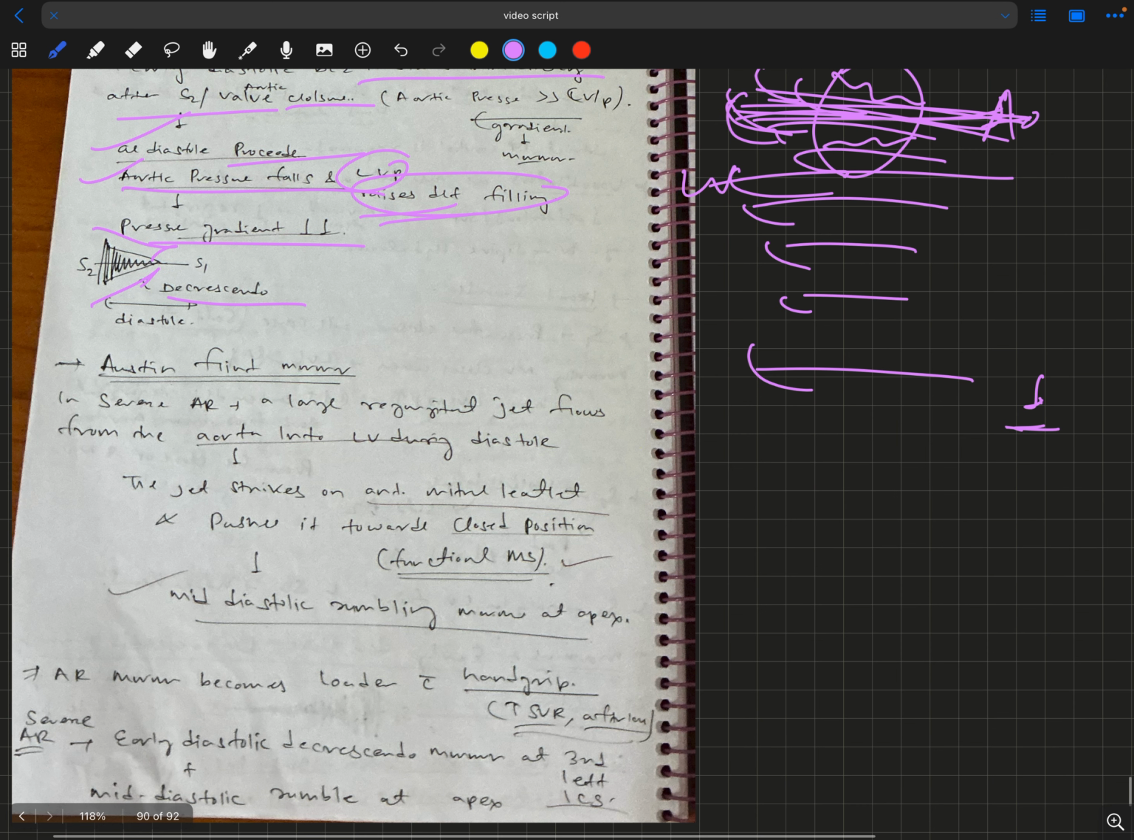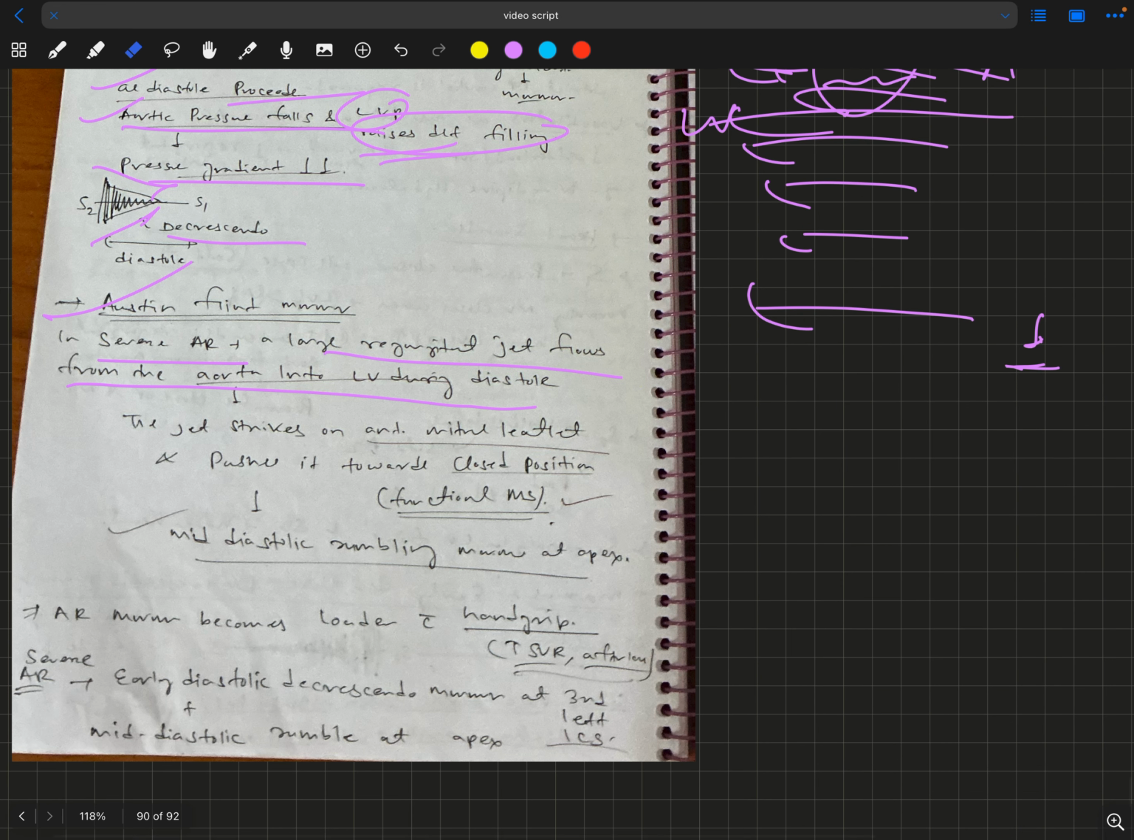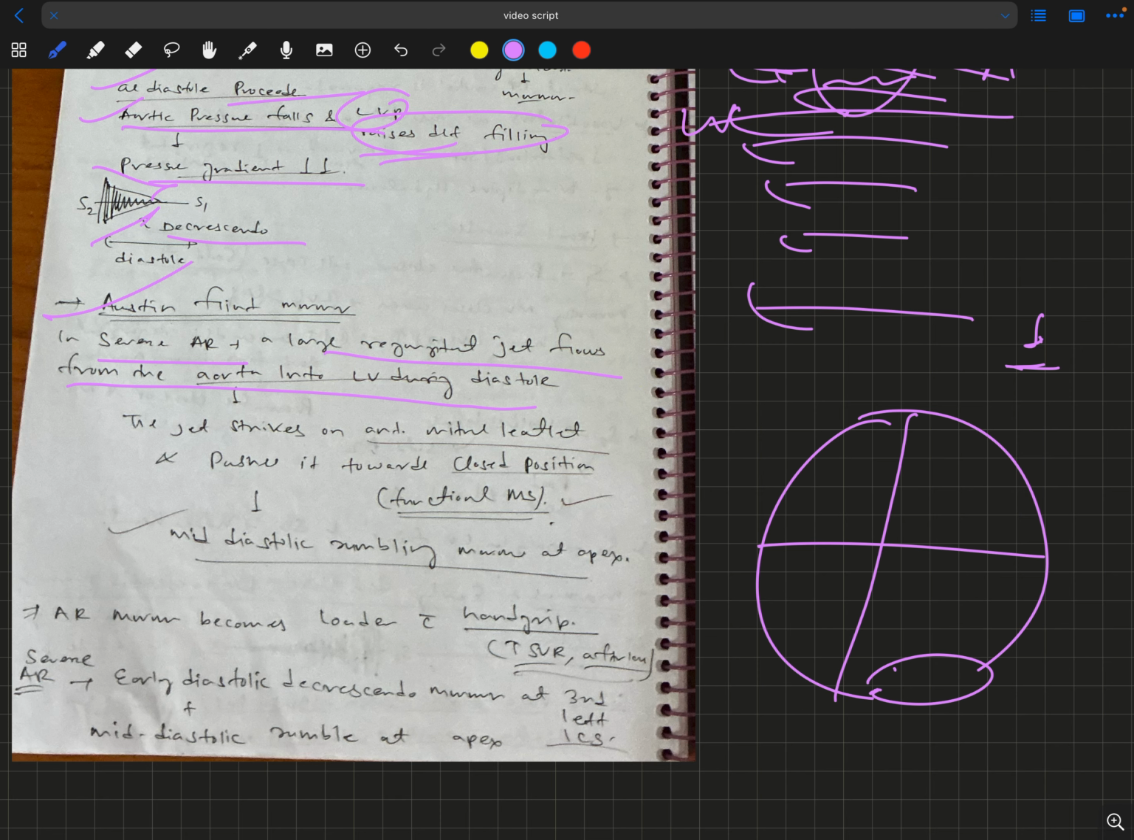Another murmur is called Austin-Flint murmur. Austin-Flint murmur occurs in case of severe AR, where a large regurgitant jet flows from the aorta into the left ventricle during diastole. Suppose I can imagine this: this is the left ventricle, this is the valve which is open. Now this is the aorta, and there is a large blood flow. This is the diastolic murmur. All these things are happening in diastole.